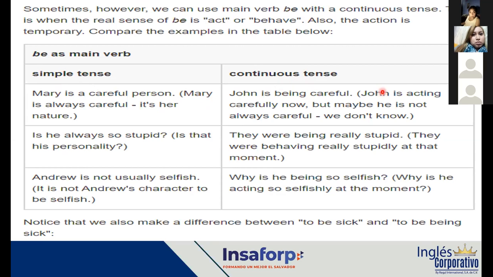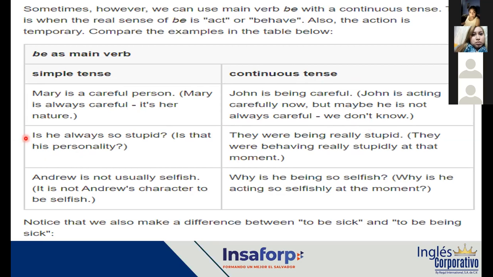¿Cuál es la diferencia? Simple. Here we have it in between parentheses. Cuando lo utilizamos en simple present, estamos diciendo que esta persona es cuidadosa siempre. Cuando lo utilizamos is being careful, es porque estamos diciendo que la persona está siendo cuidadosa solo en ese momento, mas no significa que la persona sea así siempre. No se sabe. Are you guys understanding? Yes, teacher, we understand. Okay, very good.